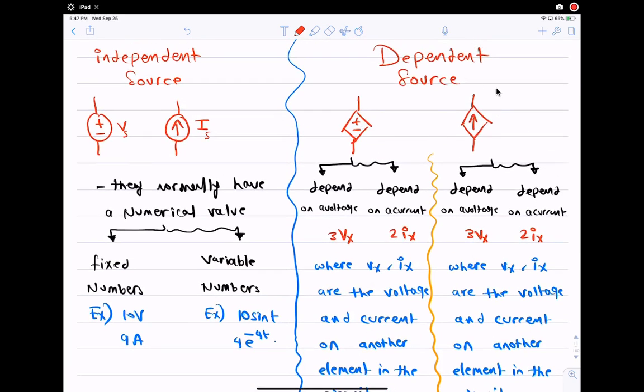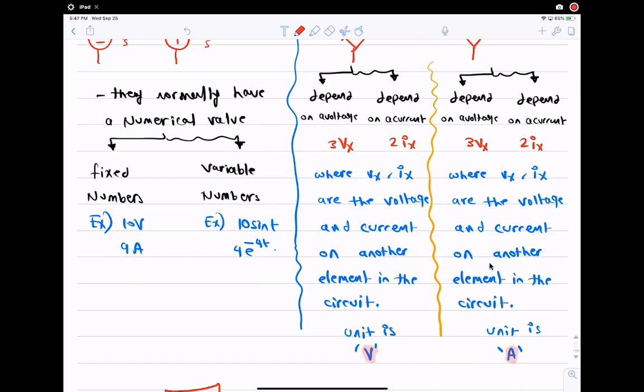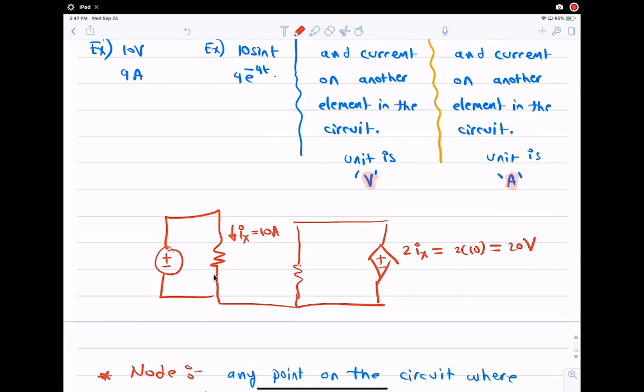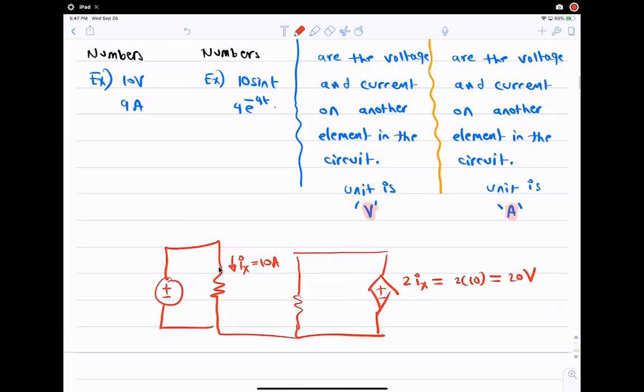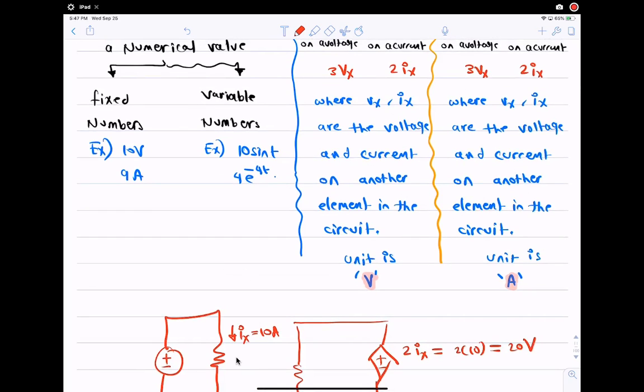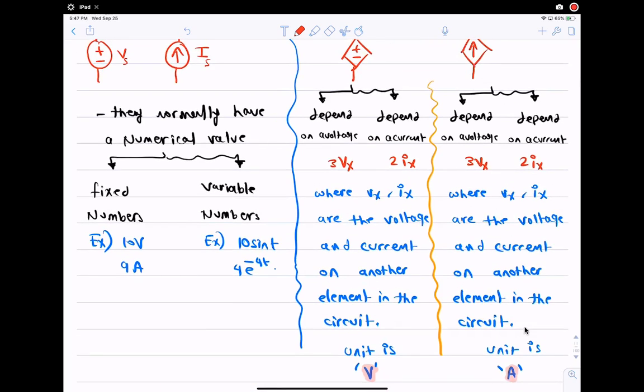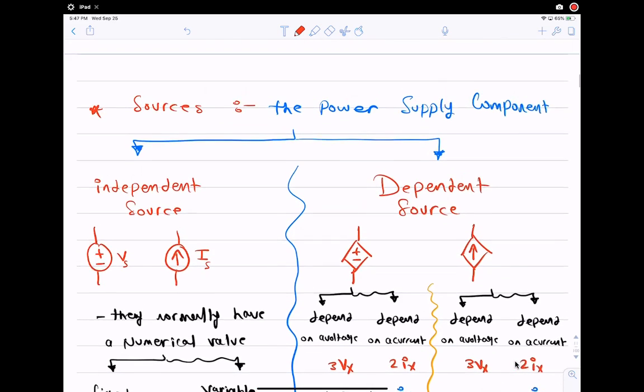While this shape has an arrow inside. That means it's a current dependent source. It might depend on a voltage or it might depend on a current. Doesn't matter. And we said Vx and Ix are any voltage and current on another element in the circuit, just like we've seen here. This dependent source depends on a current in another resistor. Maybe it's in another loop or in the same loop. Doesn't matter. And for here, what's the unit? It will be ampere.